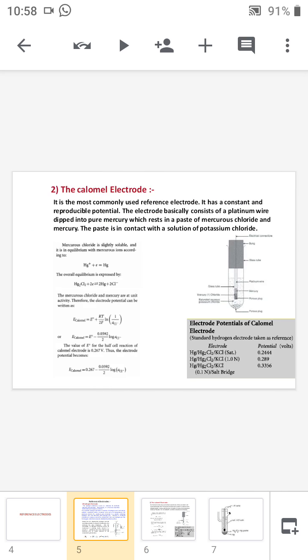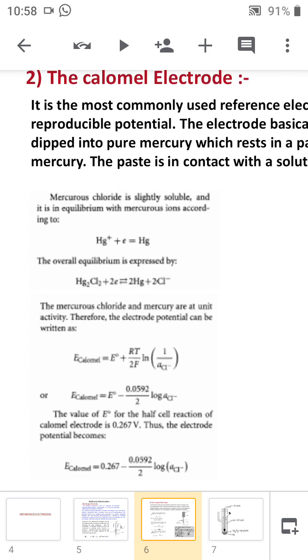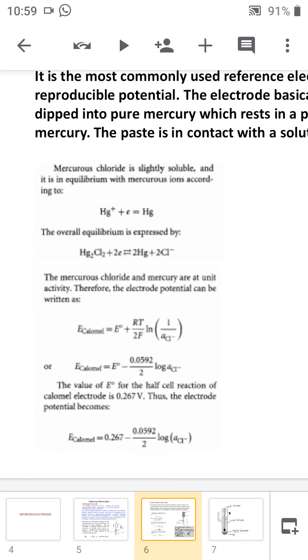So what chemical reaction occurs in a calomel electrode? In the calomel electrode, usually the Hg+ receives the electron and we get Hg, and this reaction exists in an equilibrium. The overall equilibrium is expressed by Hg2Cl2 + 2 electrons gives 2 Hg + 2 Cl^- ions. So the mercurous chloride and mercury are at unit activity. Therefore, the electrode potential can be written as E calomel is equal to E0 plus RT by 2F ln 1 by a of Cl^- ion.